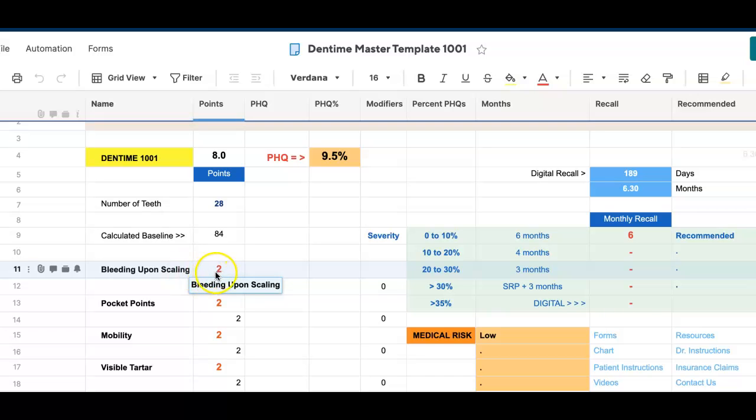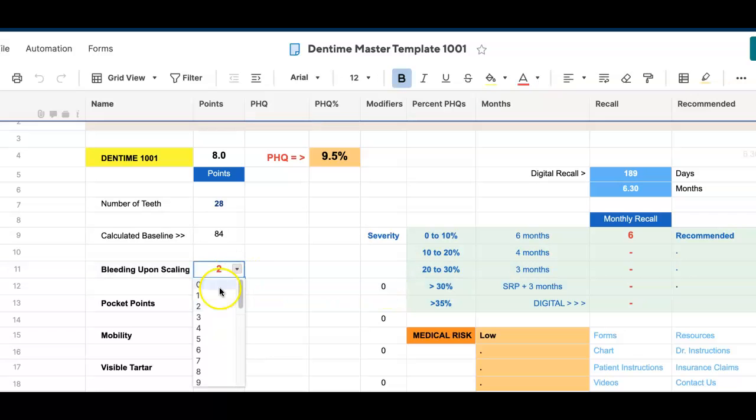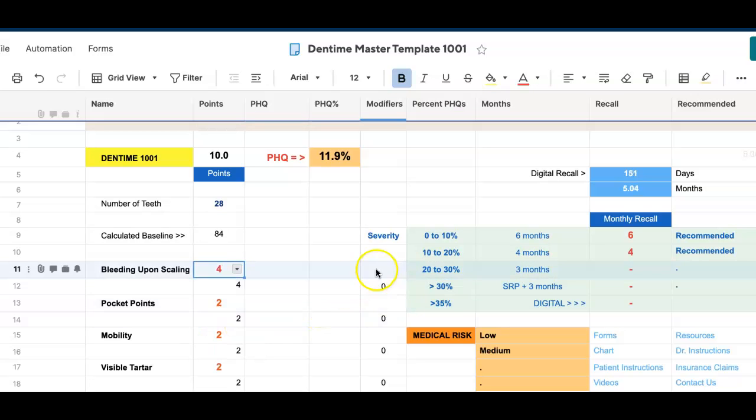And all you do to get this number is scale a person's teeth and look and see how many sites are bleeding. If it's moderate or slight, you get a number here. If it's severe, you can add to the severity over here. So let's say the person had bleeding upon scaling at 4 sites, and let's say none of them were severe. So you get a number that is 4.